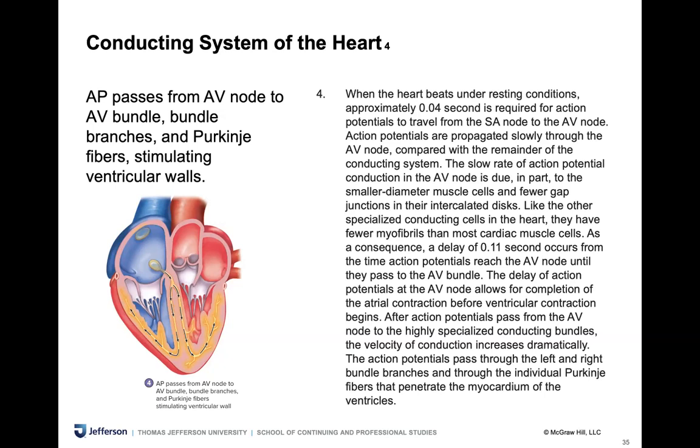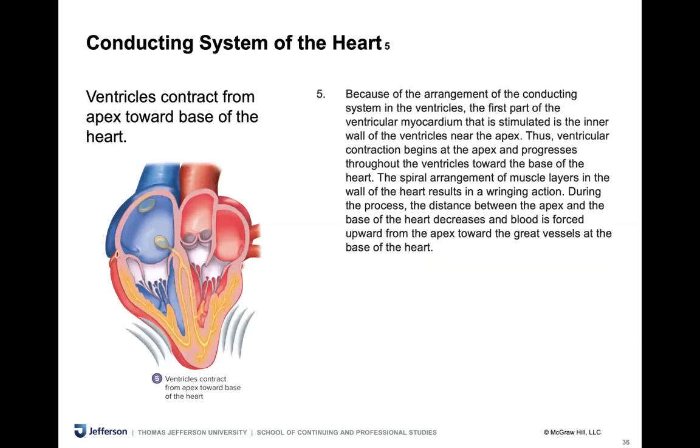After the action potentials pass from the AV node to the highly specialized conducting bundles, the velocity of conduction increases dramatically. The action potentials will pass through the left and right bundle branches and through the individual Purkinje fibers that penetrate the myocardium of the ventricles. This will then cause the ventricles to contract from the apex towards the base.